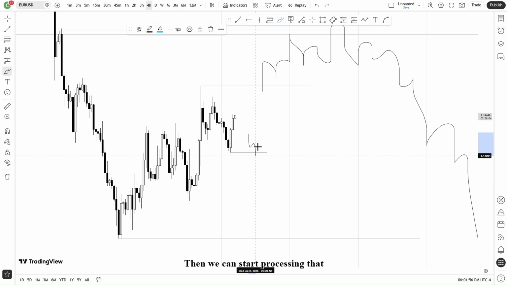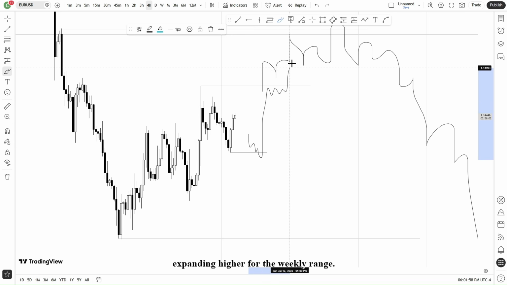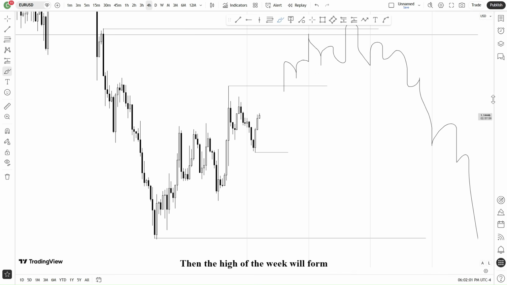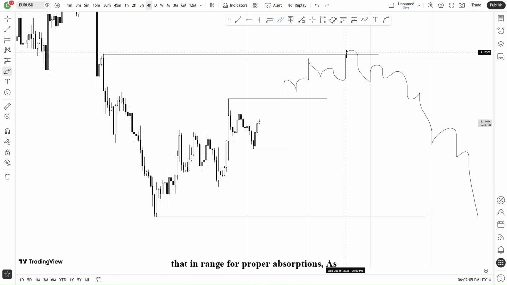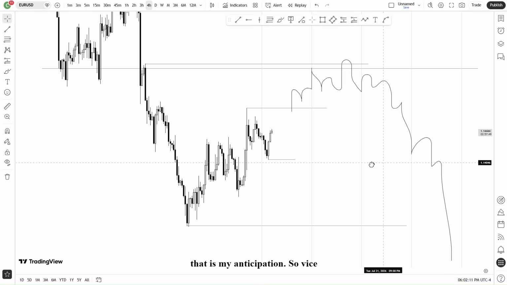Then we can start protracting that, expanding higher for the weekly range. Then the high of the week will be formed as a range for proper absorptions, as for proper absorptions for next week or week three open. So that is my anticipation.